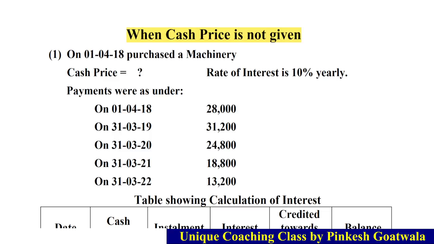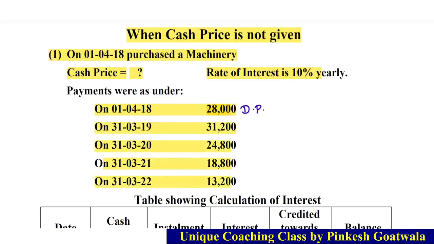So look at this sum, the first sum regarding when the cash price is not given. On 1st April 18 a machinery was purchased. Look here, the cash price is a question mark, the cash price is not given at all. The rate of interest is 10% and on 1st April 18 28,000 is given. So it is a down payment. Then different installments are given, total 4 installments.